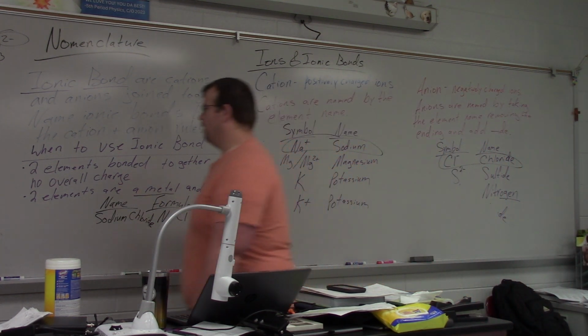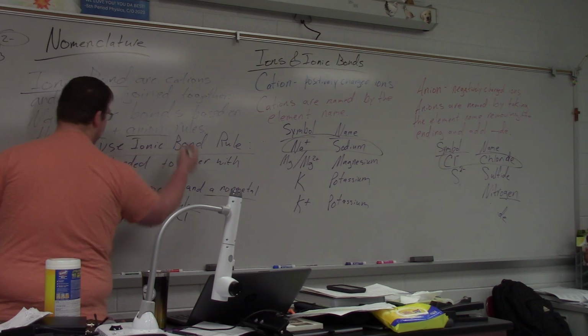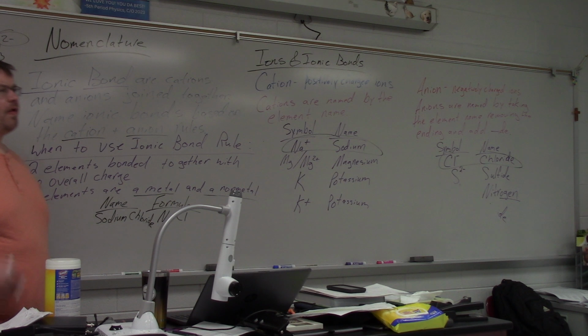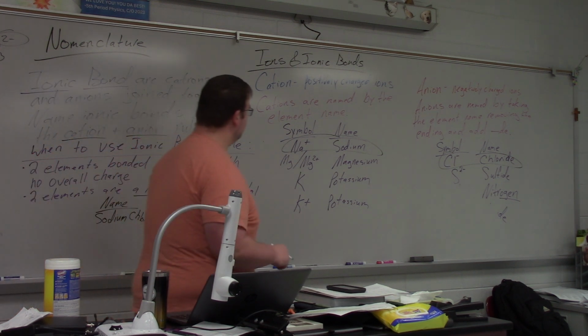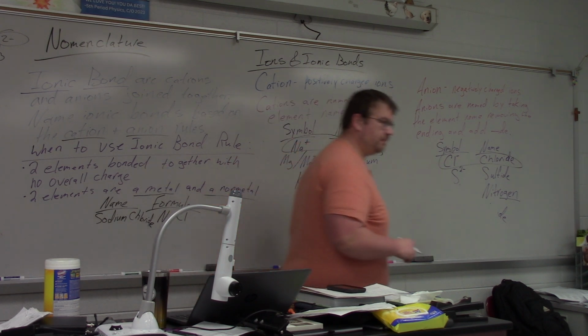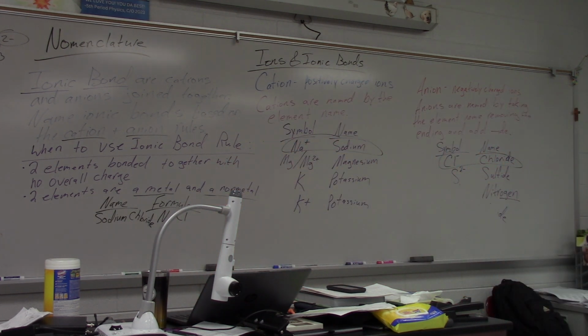When we use ionic bonding rules, we name the cation and the anion. So let's remember the cation, sodium here. How do we name cations? By the element name. So we're going to name that based off the element name. Anions, how do we name that? The element name without the ending, and we use IDE.